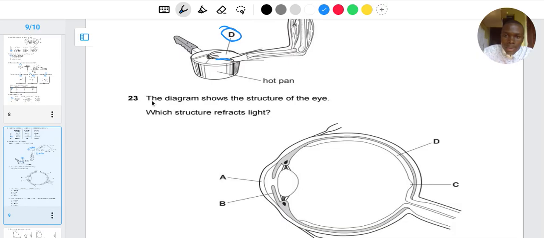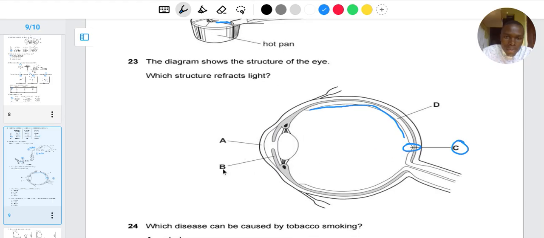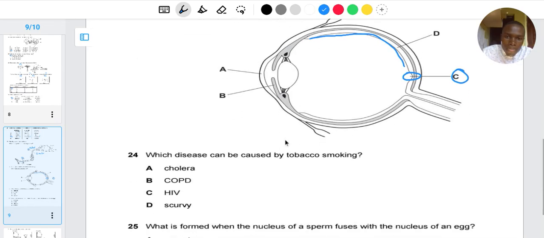So this one is saying the diagram shows the structure of the eye, which structure reflects light. So the reflection of light takes place here so that you are able to see at the retina, or let me say at the fovea centralis. So this part here is called the retina, the black part, which is able to reflect light. Okay, we also have the lens, we also have these muscles here, and then also this part here which is called the cornea. Okay, so ciliary muscles and other muscles.